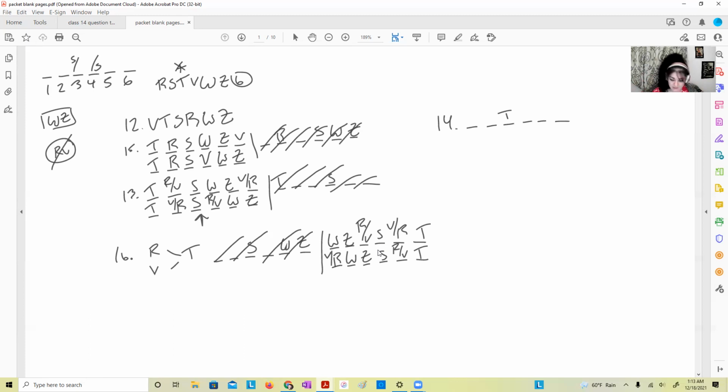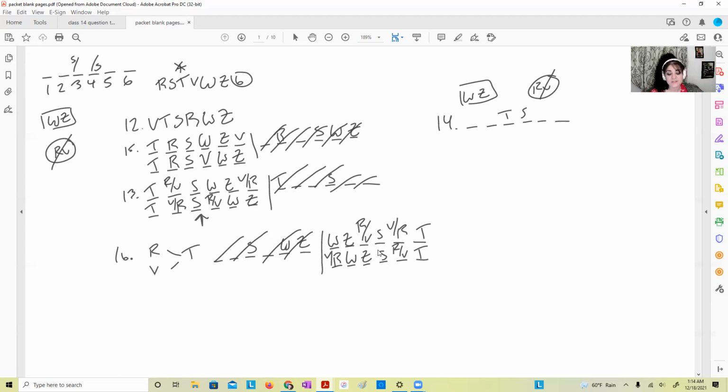Okay, so if T is third, then S would have to be fourth. And then the WZ block could be, and then we would have that R and V would have to be together. T can't be third because there would be no way for me to assign WZ like that and then keep R and V apart. That wouldn't work. So we know that T being third is out, and that eliminates C, D, and E. So now we're down to A and B.